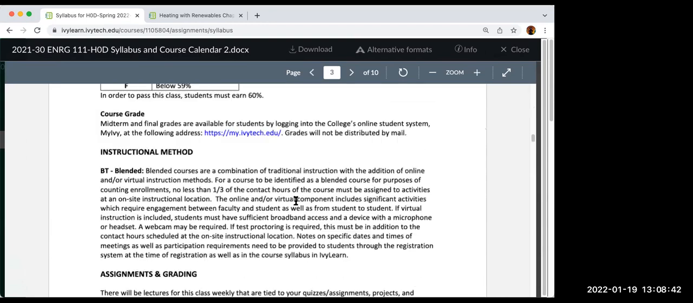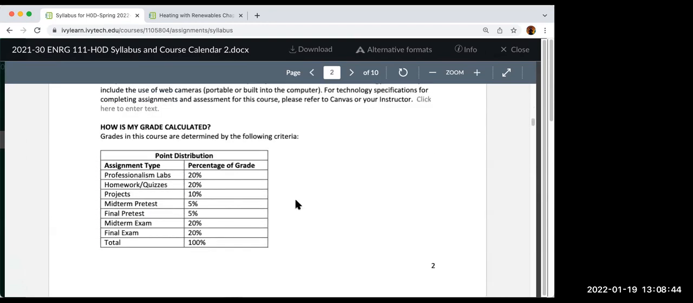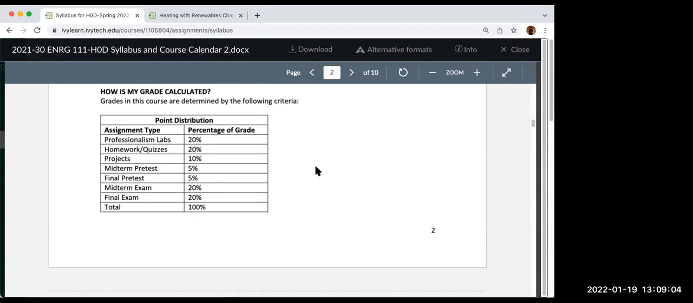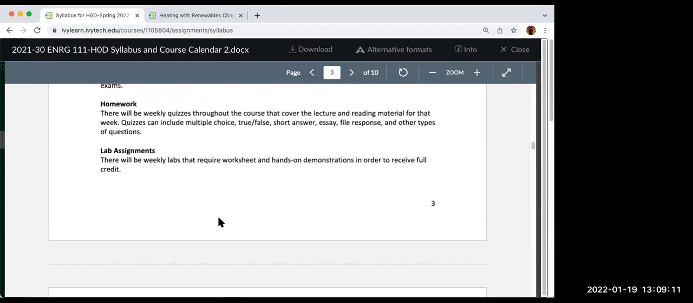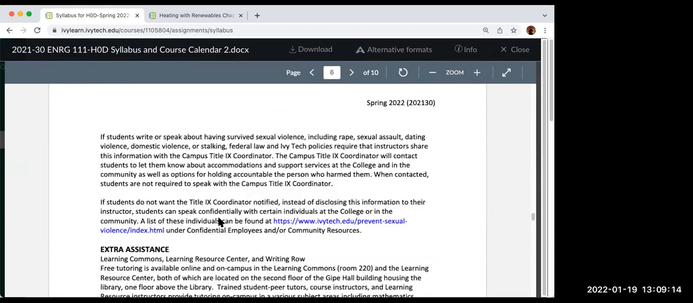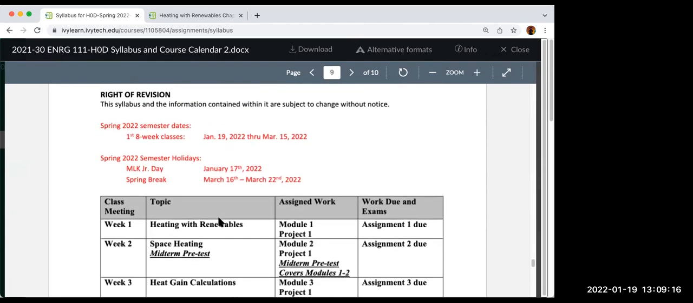So you can see the grading scale. Professionalism and labs are 20 each, 10 on projects, 20 on homework. You'll have a quiz midterm and a quiz final that you'll take. Those are only worth 5. And then, of course, your regular midterm and exam grades are going to be 90, 80, 70, 60, same as usual. And so we'll scroll down, watch your eyes here. You'll find your course calendar down here.